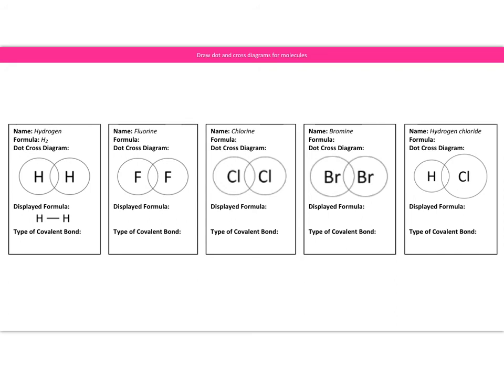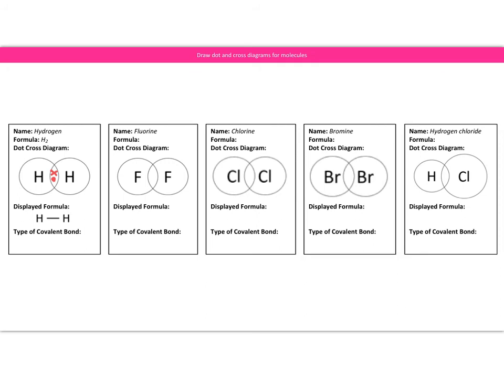So we start with hydrogen, right? We already know the formula is H2. We know that hydrogen only ever forms one covalent bond, so there will only be one shared pair of electrons. Whenever we're drawing shared pairs of electrons, they have to go in where the shells overlap. So I put a cross and a dot, right? So that's a covalent bond. That's a shared pair of electrons.